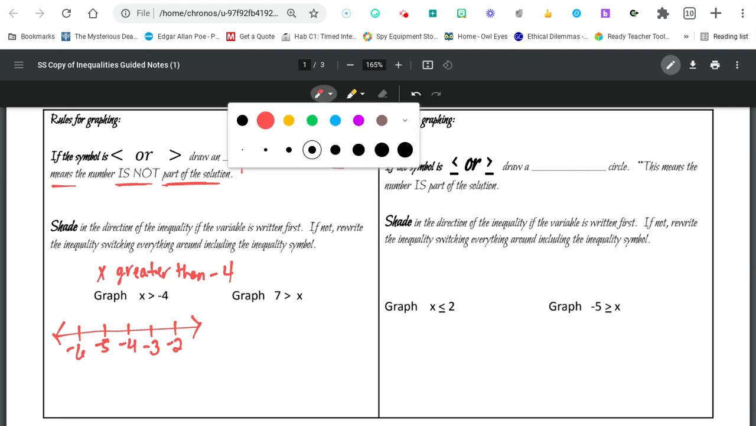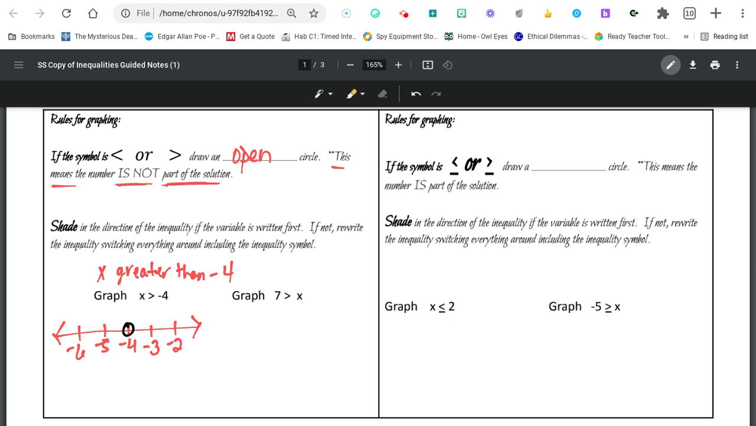It will have an open circle at -4 because I can't say -4 is part of my solution because -4 is not greater than -4. It's equal to it, but it's not greater than -4. So to show that that number is not part of our solution, we want to make sure we put an open circle, okay?